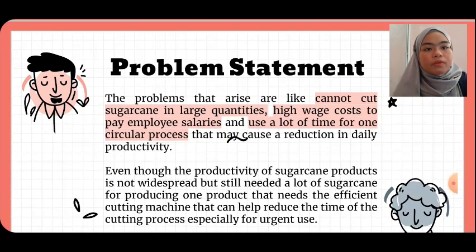Problem statement. The problem that we can see from this project is, by using the traditional method, they cannot cut sugarcane in large quantity, there are high wage costs to pay employee salaries, and it uses a lot of time for one circular process. Even though the productivity of sugarcane product is not too widespread, the product is still needed, so we need to produce sugarcane faster and reduce the time of the cutting process, especially for urgent use.